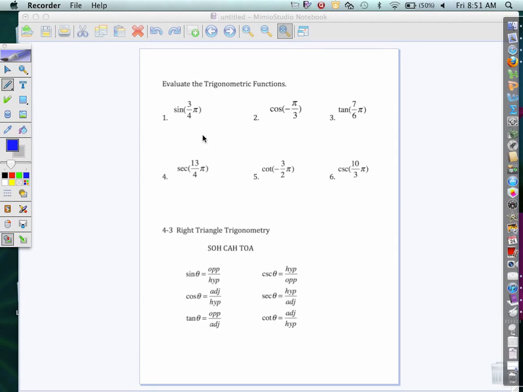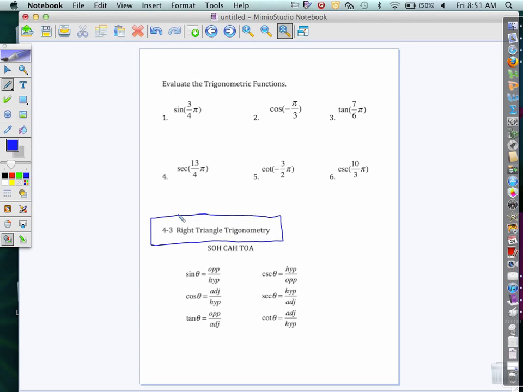We're ready to look at section 4.3 here, and in that section we're just going to review quickly how to solve right triangles and do some applications with them. You can remember SOHCAHTOA, and the SO part of it is the sine ratio of opposite to hypotenuse. The CA is the cosine ratio, adjacent to hypotenuse, and the TOA is tan, opposite to adjacent.